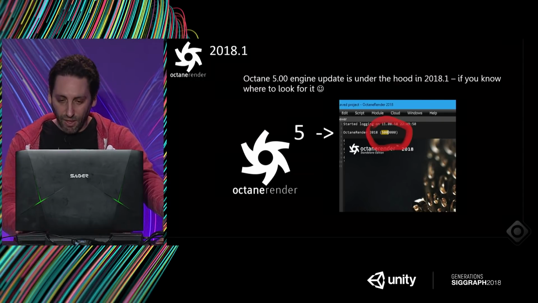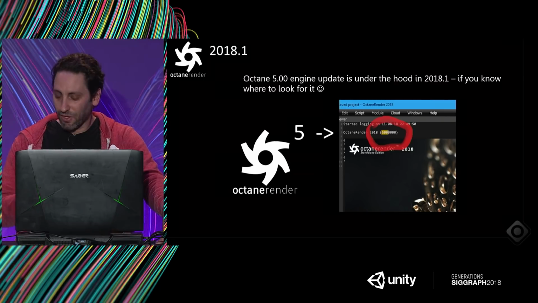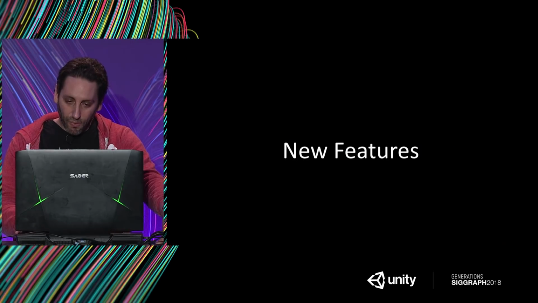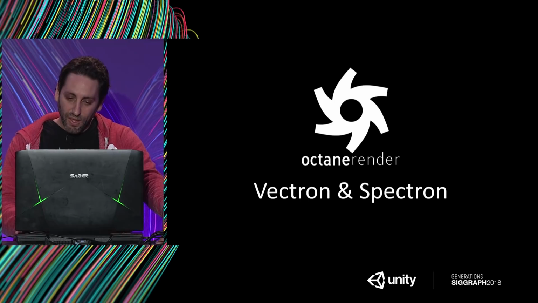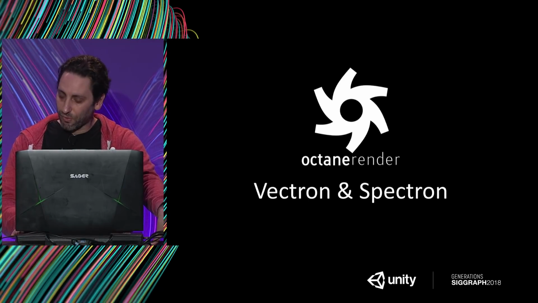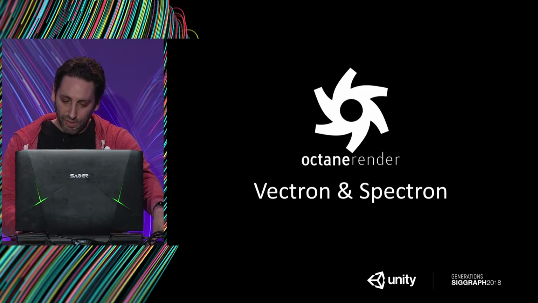It's a pretty big update. But that's three major updates in a year. So that's why Octane 2019.1, .2, and .3 will probably be a better way of tracking Octane's progress going forward. The new features in Octane 2018 are pretty cool. Our focus for this release was to give people really fine-grained control over procedurals, both procedural light and procedural geometry and shapes. So Vectron and Spectron are two new technologies that we developed, and they're really cool.